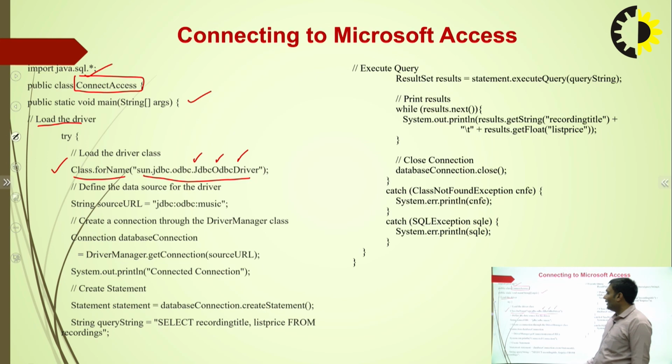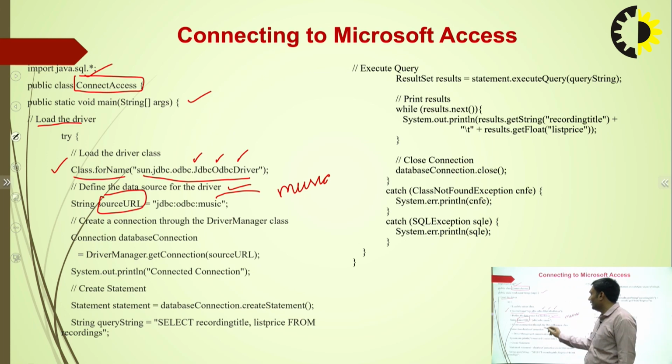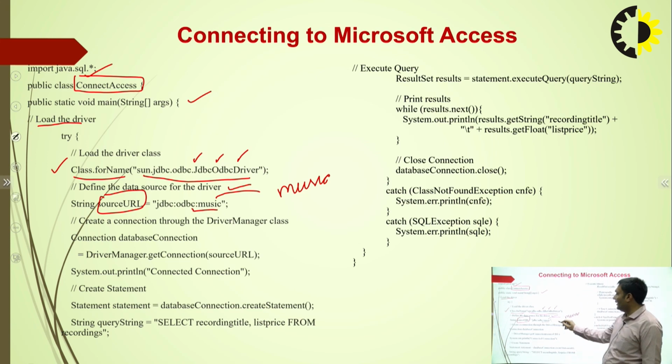Now you will define the data source through which we need to call the driver. As I told you, I made a database named music. So I will write a string, and I can name the object sourceURL: jdbc:odbc:music. This last part is the database name.